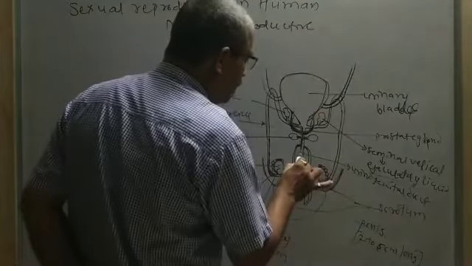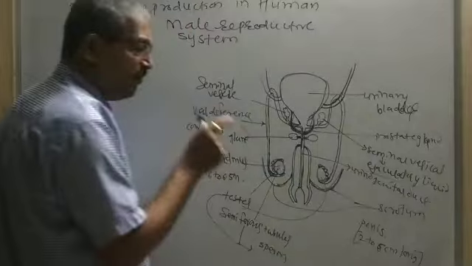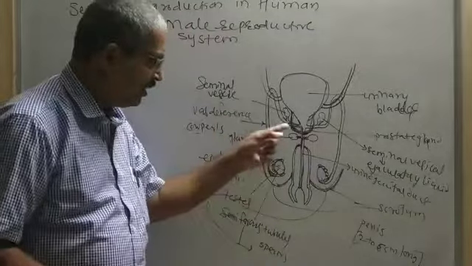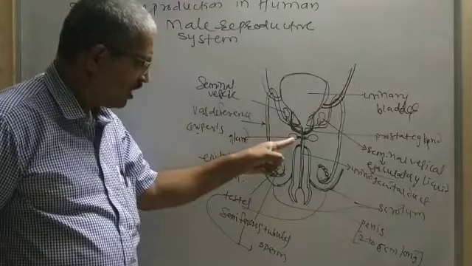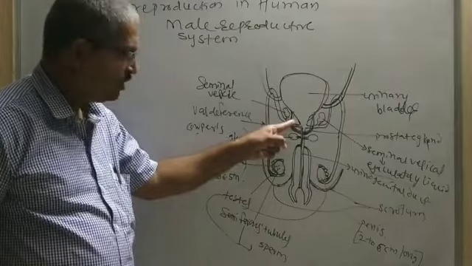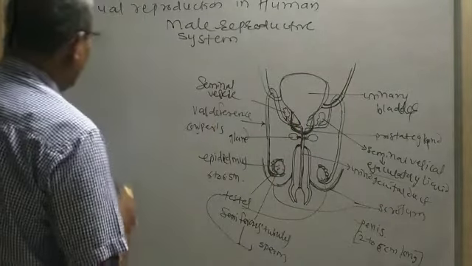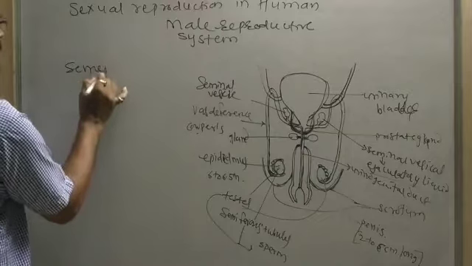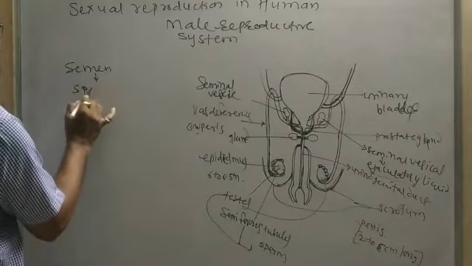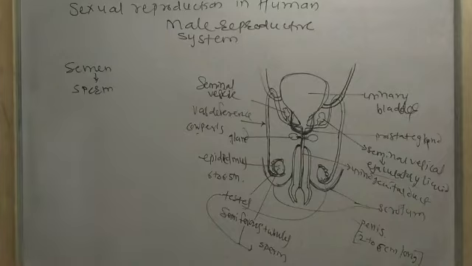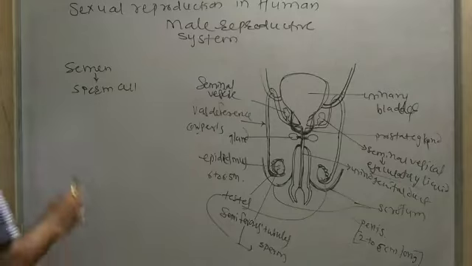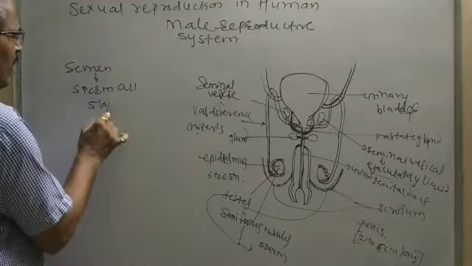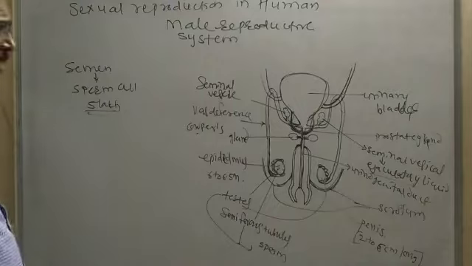The semen, which is produced along with ejaculatory material, secretion from the Cowper's gland, secretion from the prostate gland, and sperm cells, all together is called semen. How many sperm cells are there? The sperm count is more than 5 lakh in one ejaculation.